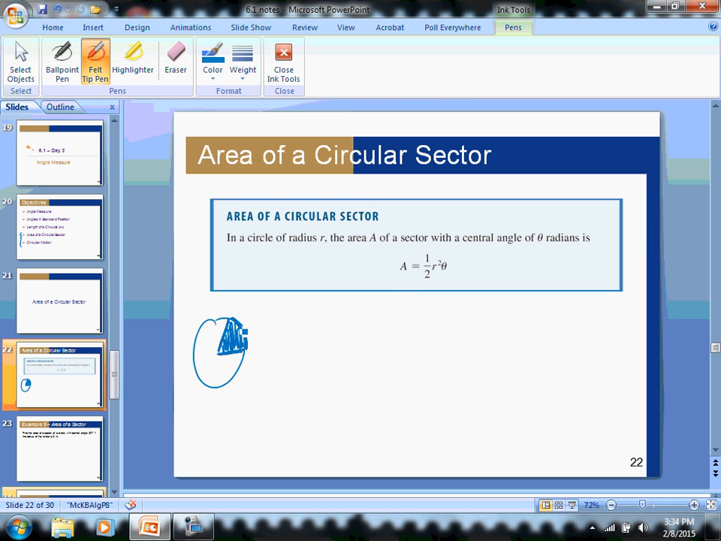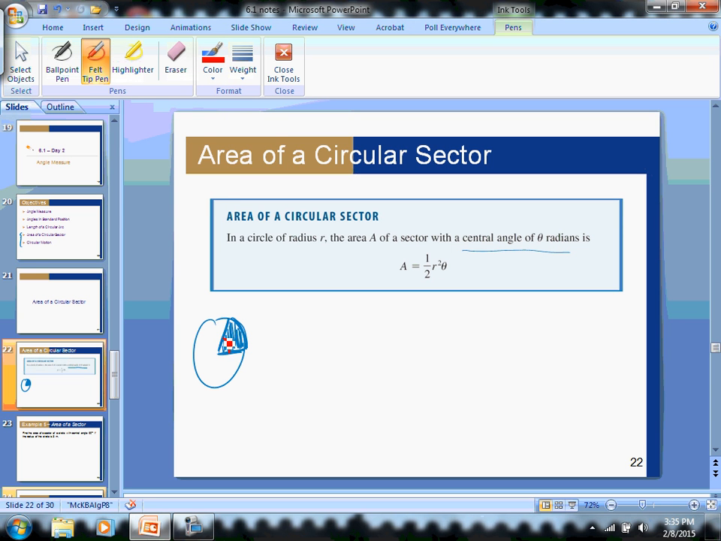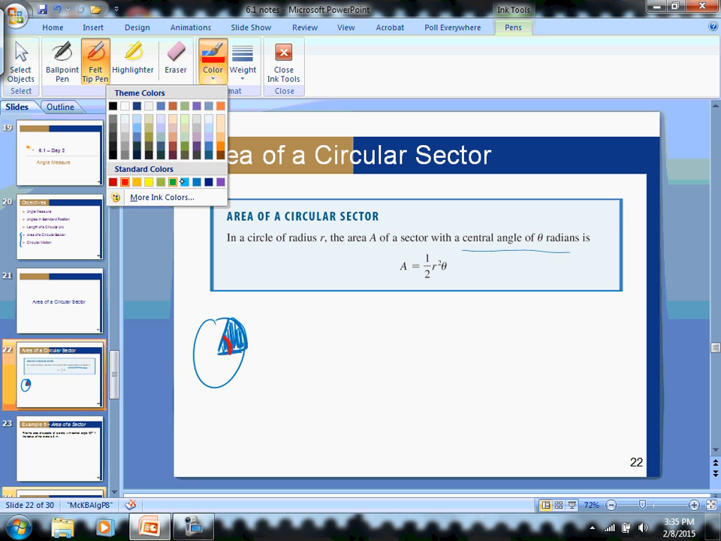And it's based on this formula. The area of the sector is 1/2 times the radius squared times the angle in radians. Okay, and that angle is going to be the central angle. So that central angle is going to be the angle that's inside that shaded area, the angle that you're traveling to go from the initial side to the terminal side.